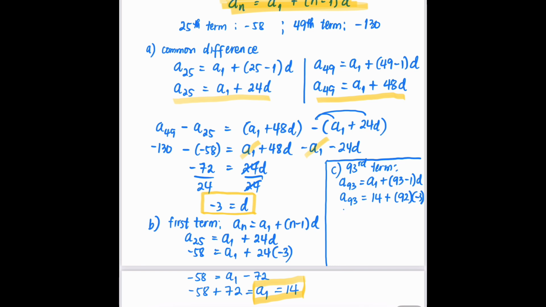And then we simplify the right-hand side. So a sub 93 means the 93rd term. Okay? So this is 14. So 92 times negative 3 is negative 276. So that's minus 276. So a sub 93 is negative 262. And this is the 93rd term of the arithmetic sequence.